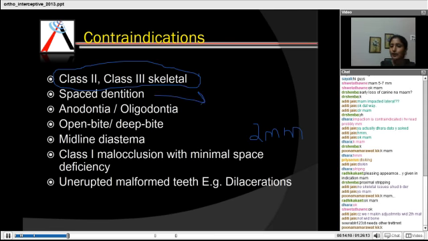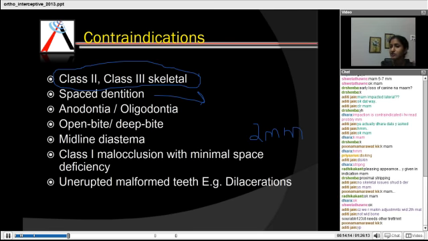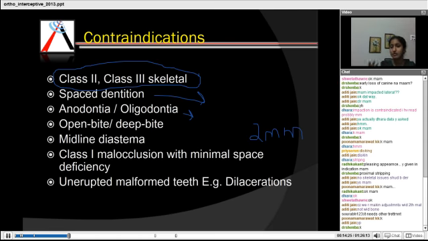Spaced dentition, already it is spaced. So you do not need to go for a serial extraction, because serial extraction is for where the space is less. Anodontia, oligodontia, again teeth are missing. So you cannot go for serial extractions, because serial extractions will create more space. Already his permanent teeth are missing and you are creating more space by serial extractions.